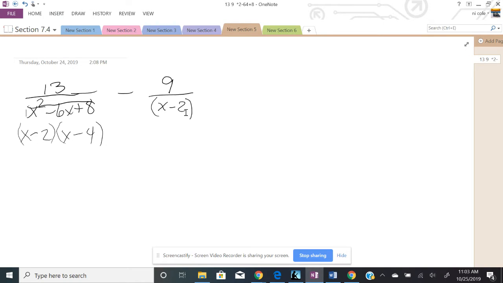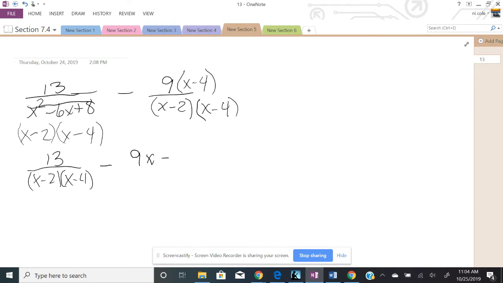So I'm just going to use that as my denominator. All right. Well, this has an x minus 2, this has an x minus 2, so I don't need to add anything to this guy. But this has an x minus 4, this does not, so I need to add x minus 4 to the top and the bottom. So then I will have 13 over x minus 2 times x minus 4 minus 9x minus 36 over x minus 2, x minus 4.